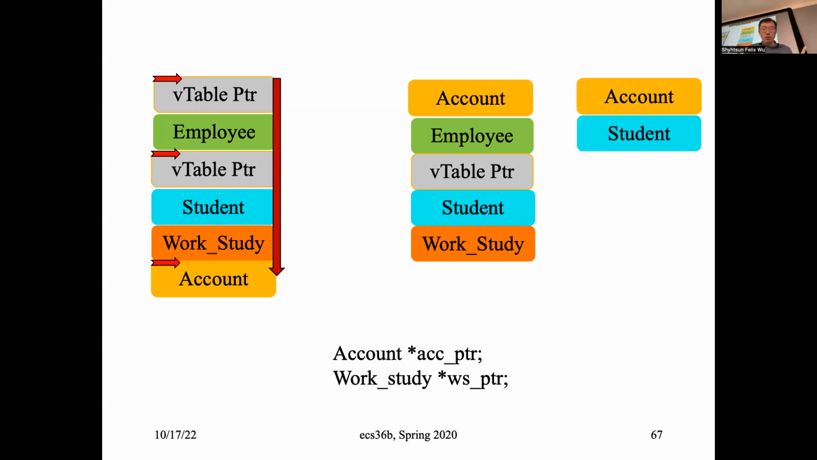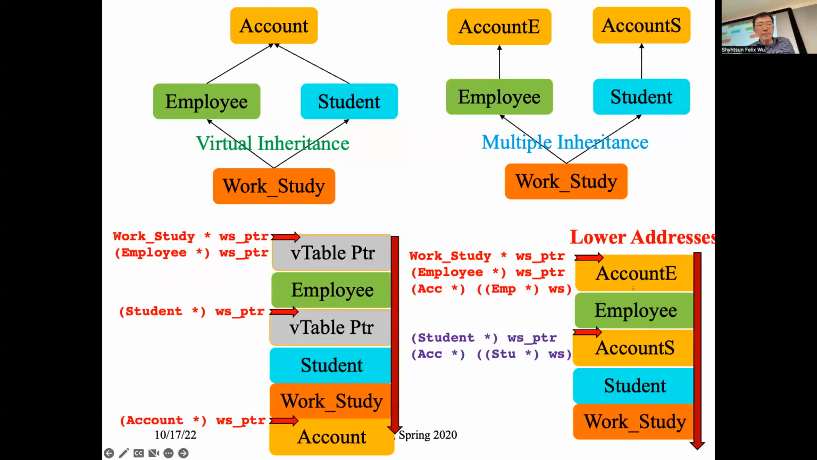Okay, so just to let you know, I want to go back to here about the casting up and down. So work study, if you have a pointer to work study, it still points to the top, just like the multiple inheritance. When you cast to employee, it's still here, and when you cast to student it is actually here. And this one here is because it's a virtual inheritance. And then if you cast to the account, it will jump down here.